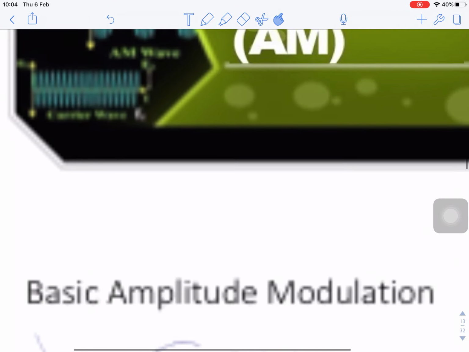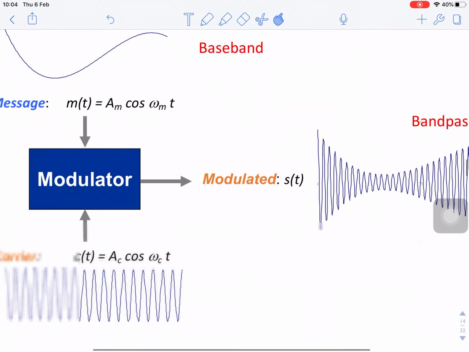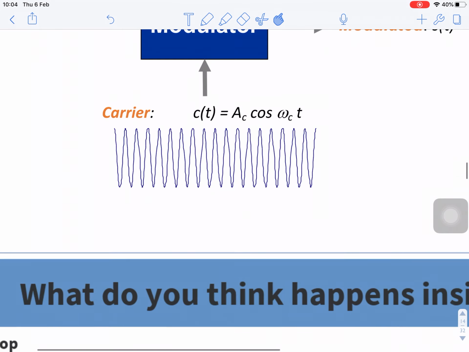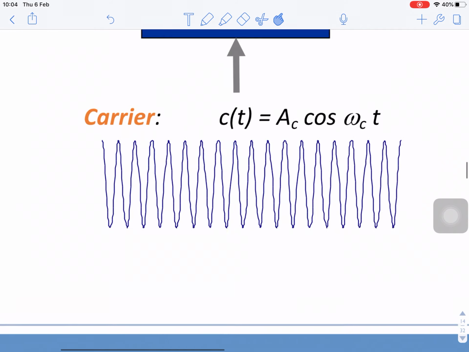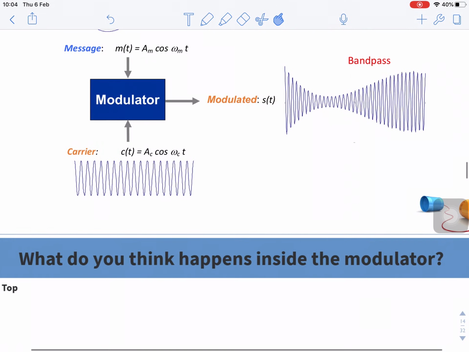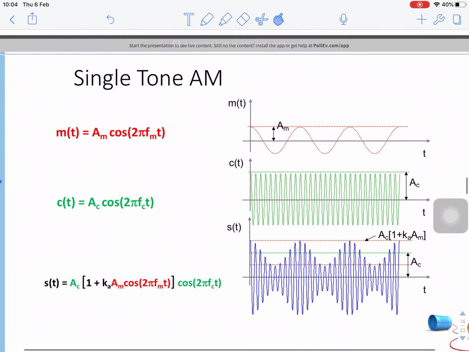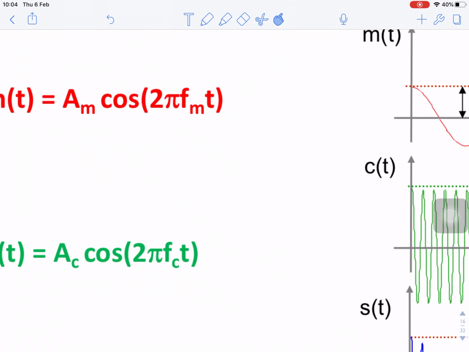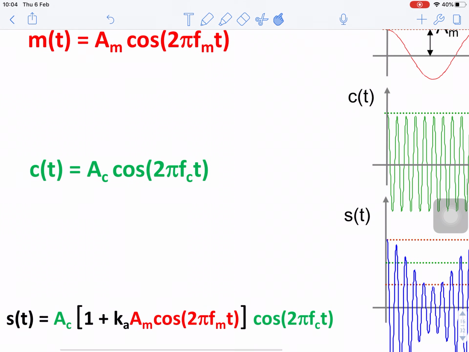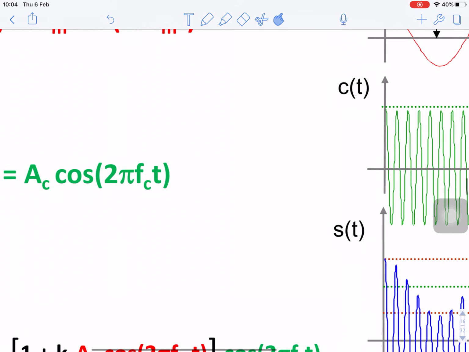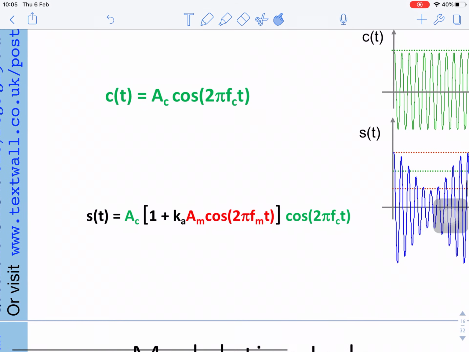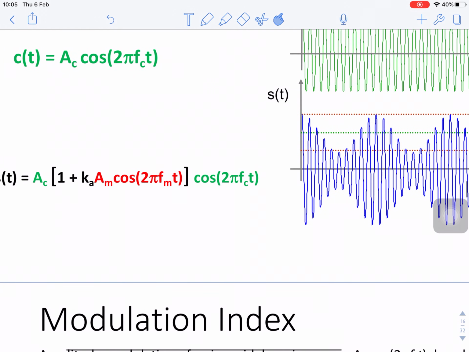Now let's look at what is within amplitude modulation. For example, this is a baseband signal, and this is a carrier signal, and we combine them to get a bandpass signal, which is the modulated one. So how do we do that? This is the original signal, this is the carrier signal, and we can use this formula to calculate it.